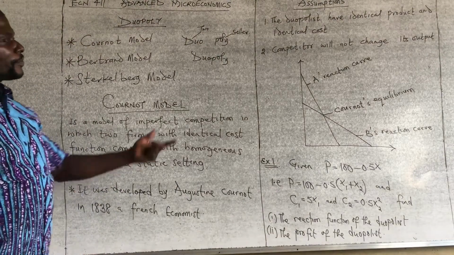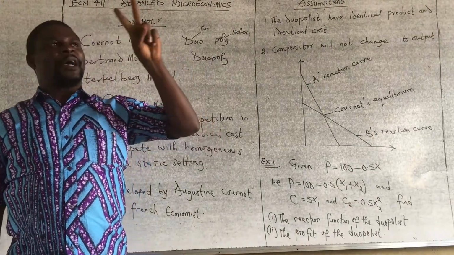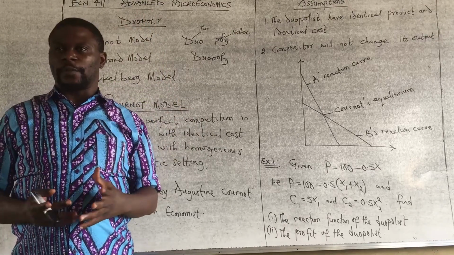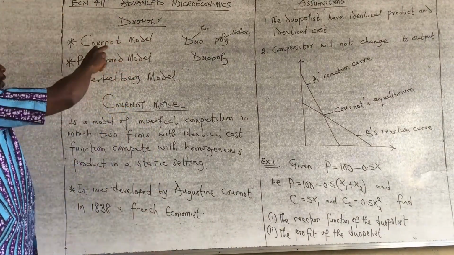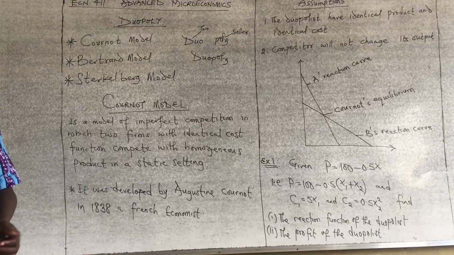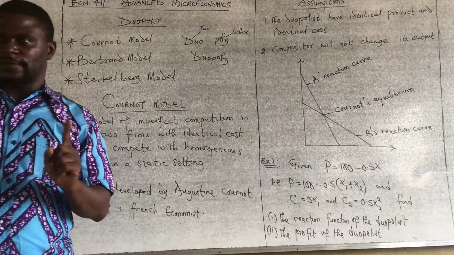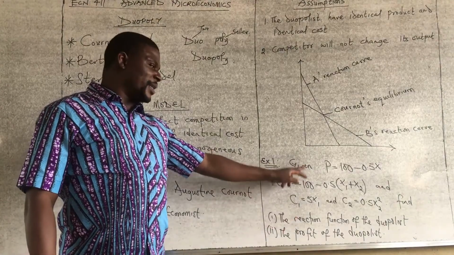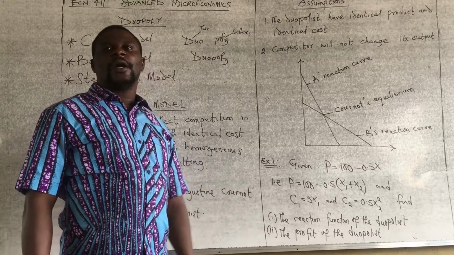Now, if you want to look at what is always happening between two sellers in a market where you have plenty of people buying products from them, there are three models we can look at. We have the Cournot model, the Bertrand model, and the Stackelberg model. So we are going to take them one after the other. The examiner can ask you to use any of the models to solve. So like you have this question now, you can say using Cournot model, using Stackelberg model, then using Bertrand model.